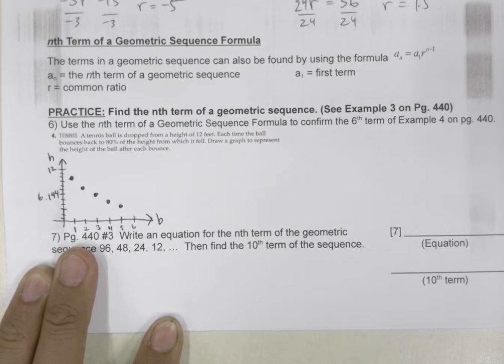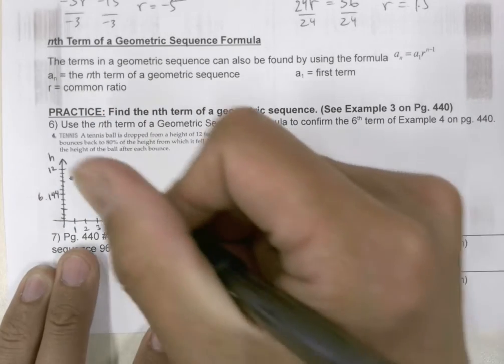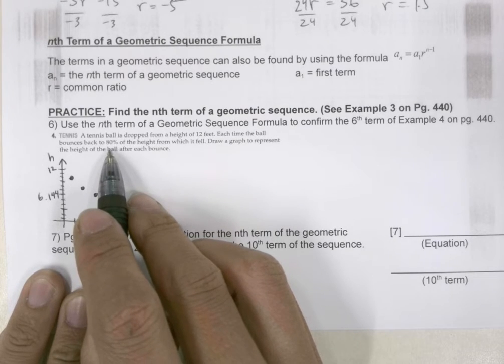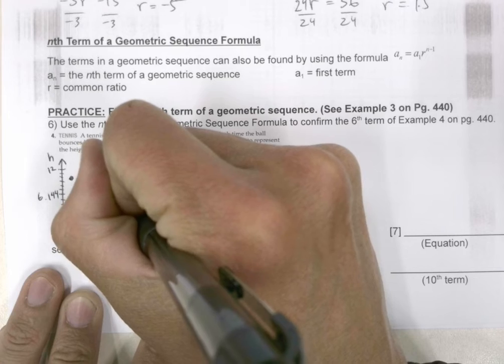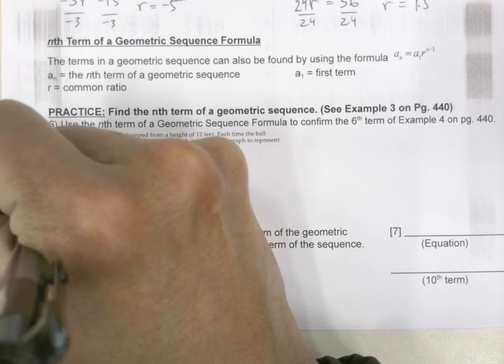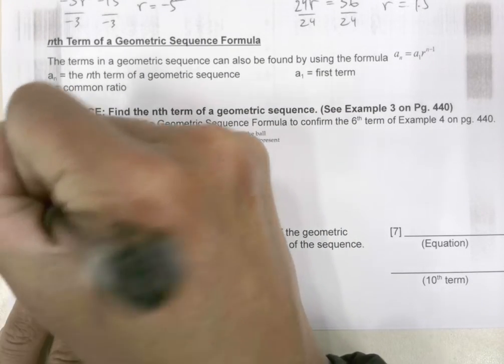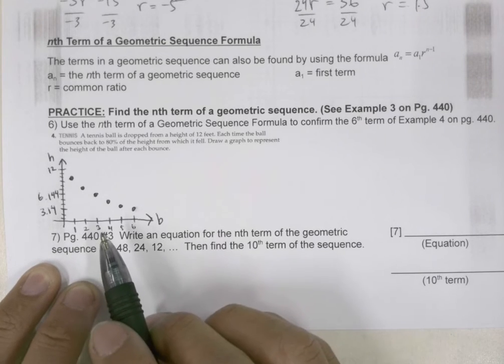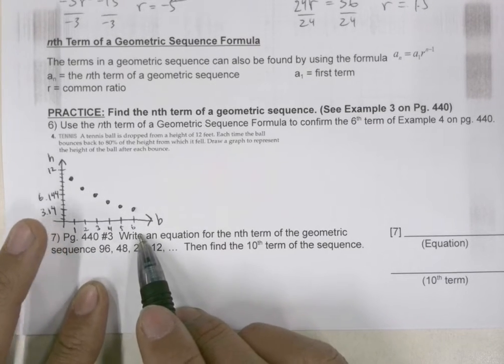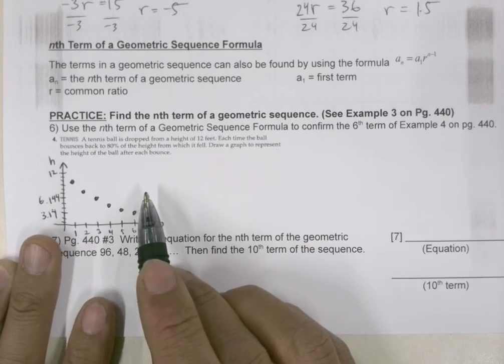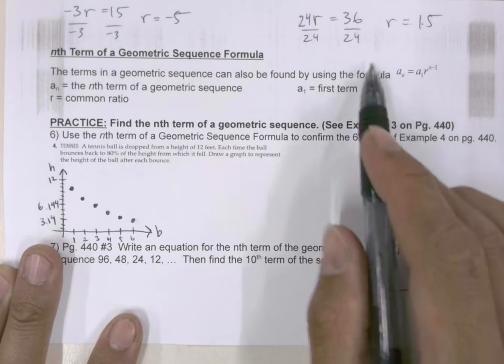And now my 6th bounce, I'm multiplying by 0.8 because it's 80% of the previous height, is going to be 3.14. So it's right here. And that's the one that we are interested in, the 6th term, which is 3.14, and we want to confirm it by using this formula.